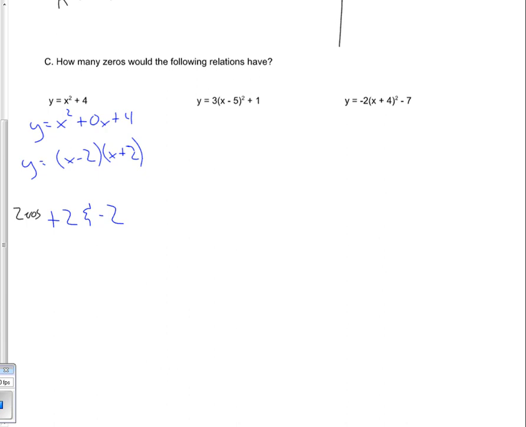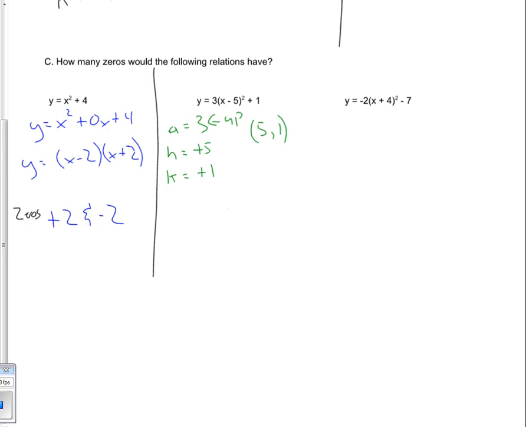In the second example, again, it gives us the equation in vertex form of the parabola. So again, let's quickly identify what our A, H, K values are going to be. Our A value is +3, our H value is +5, and our K value is +1. So that means that the vertex is actually at 5, 1, and the direction of opening is up.